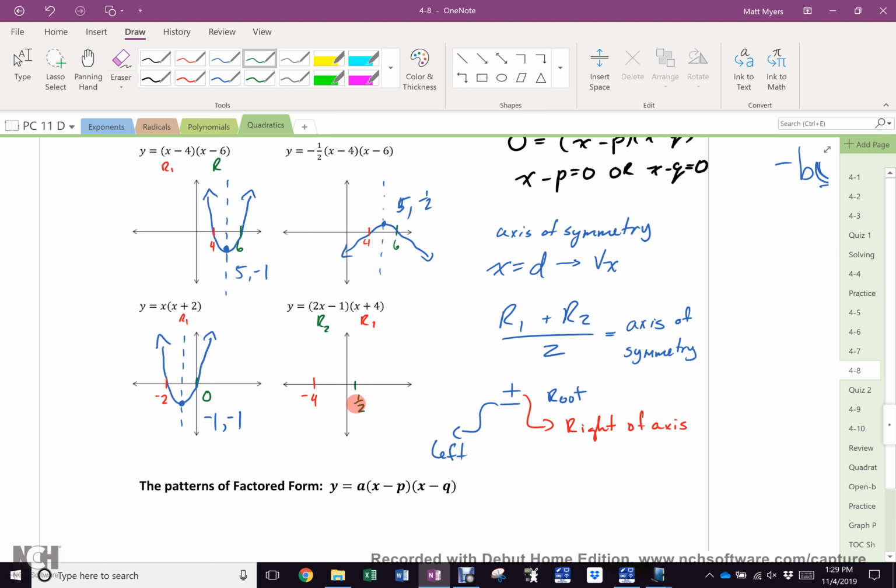Okay. How are we going to find the middle now? Because now counting is a little bit more difficult, isn't it? So we should probably add them together. What is root 1? -4 plus, what is root 2? 1/2 divided by what? 2. That's going to give me my axis of symmetry. What is it? This is tricky.